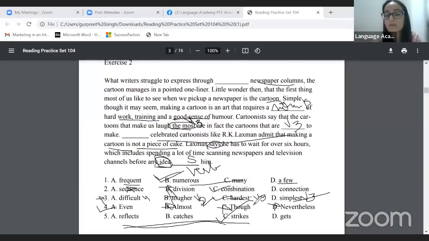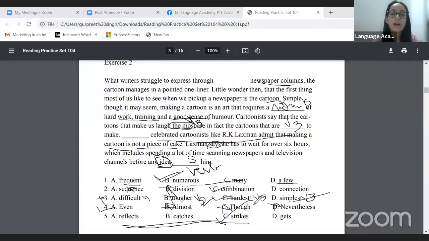Fourth one, nevertheless, always comes with a comma. Though always comes when you have two parts in the sentence, one positive and one negative. Almost signifies quantity. So that is why we have to go with even. The most popular cartoonists admit that it is very difficult.